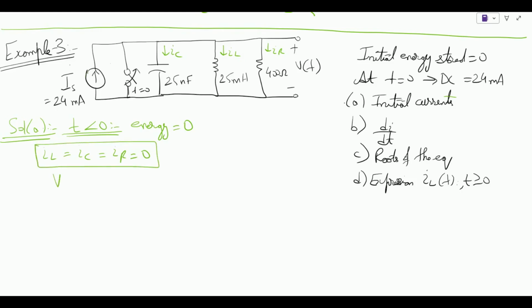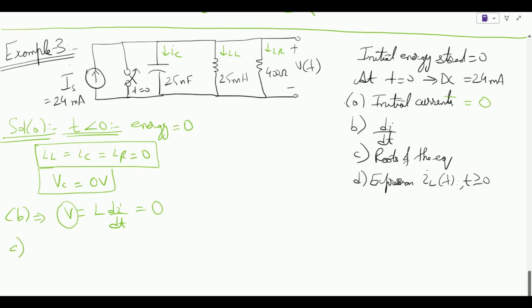Similarly, the voltage appearing across the capacitor is going to be 0 volts, because the initial energy is 0. So we can say that for part A, everything equals 0. What about the second part? The second part is the rate of change of current. In order to find the rate of change of current, we know that voltage is equal to L di by dt. Since the voltage is 0, everything is equal to 0. There is going to be nothing, because at time equals 0, there was no energy.